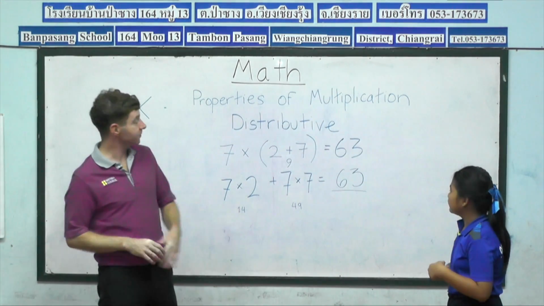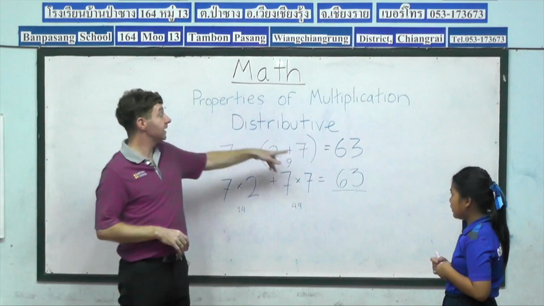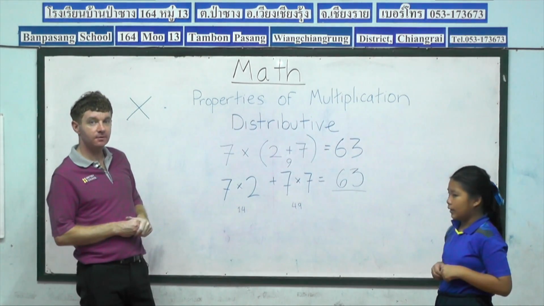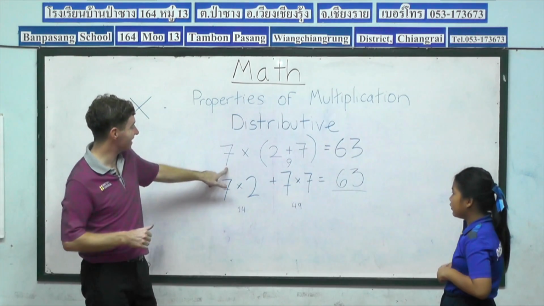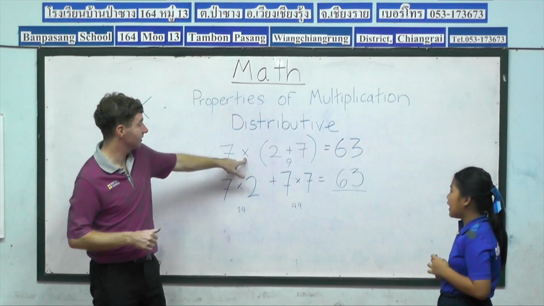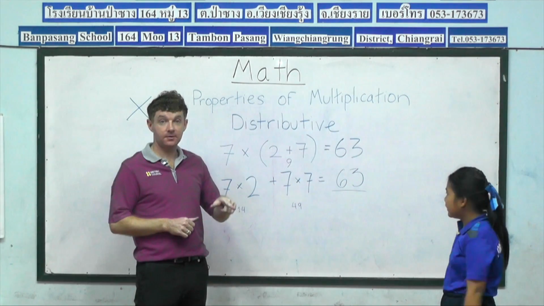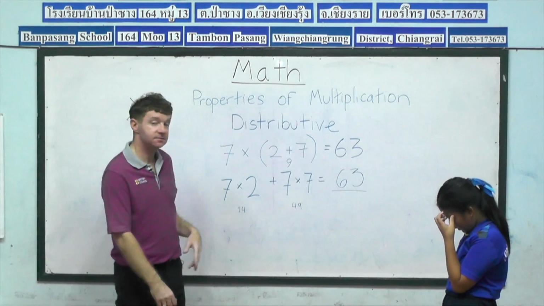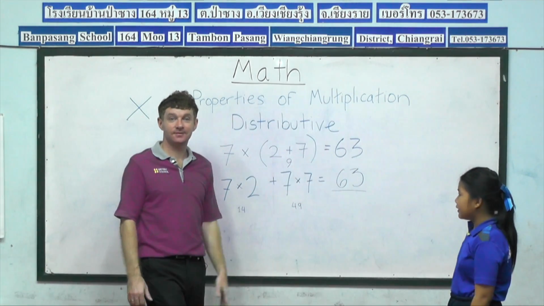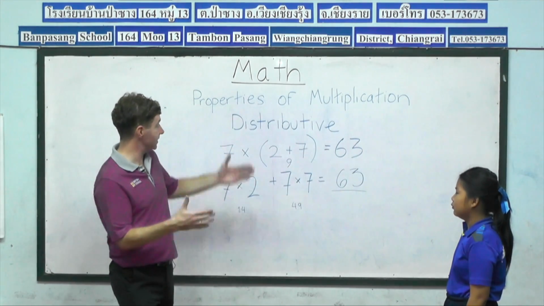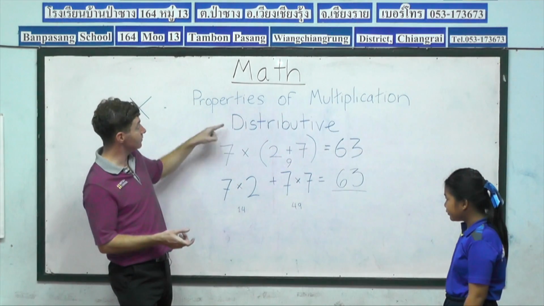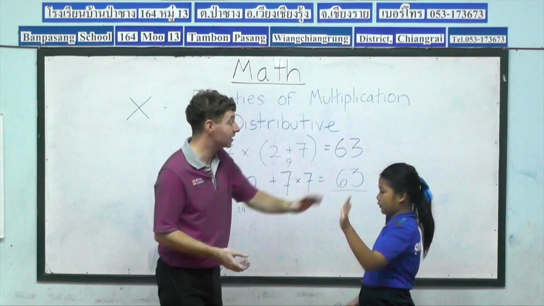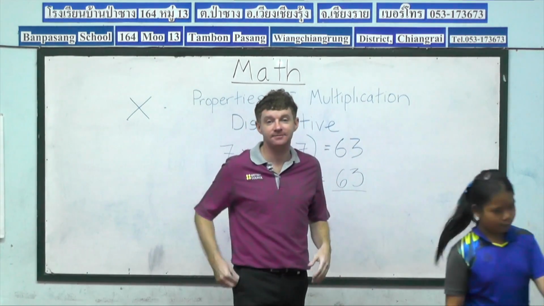So we can say 63 is the distributive property. Well done, guys. 7 times 2 plus 7, and 7 times 2 plus 7 times 7. So you see the 2 different ways of getting the same answer using distributive properties. Lakgau, that was brilliant. High five and a big round of applause for Lakgau, please, guys.